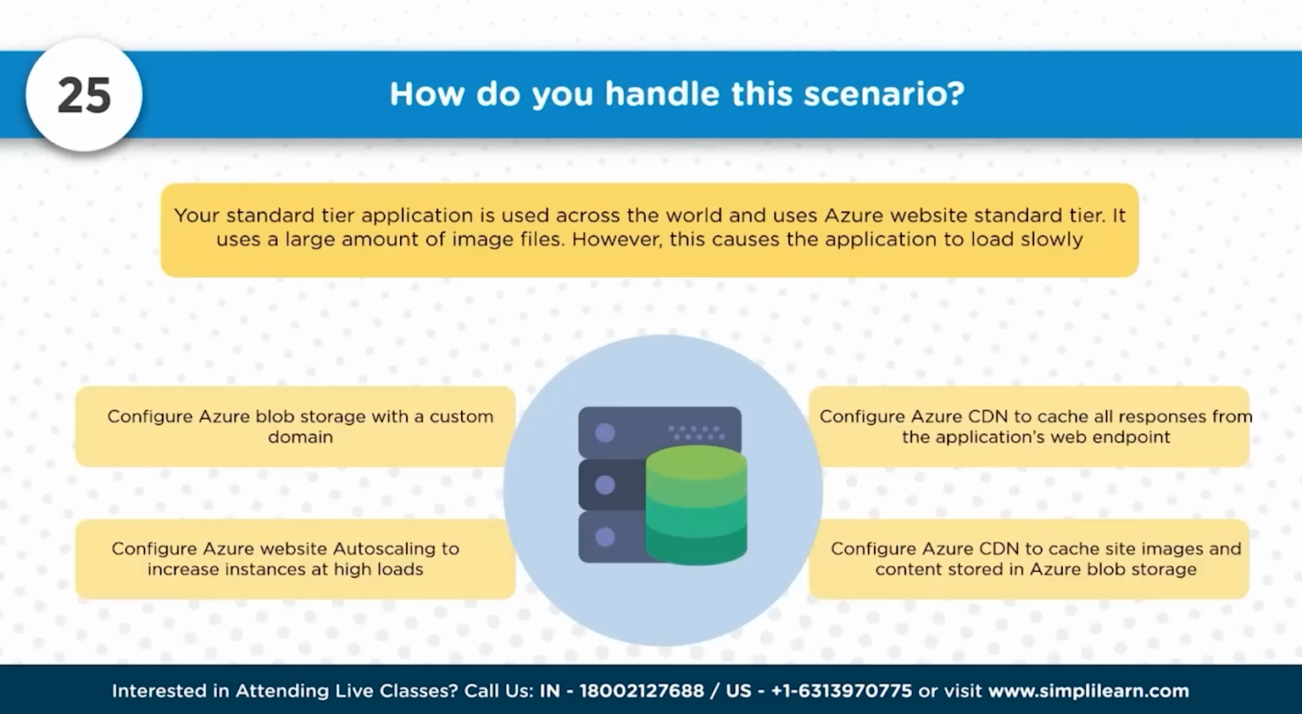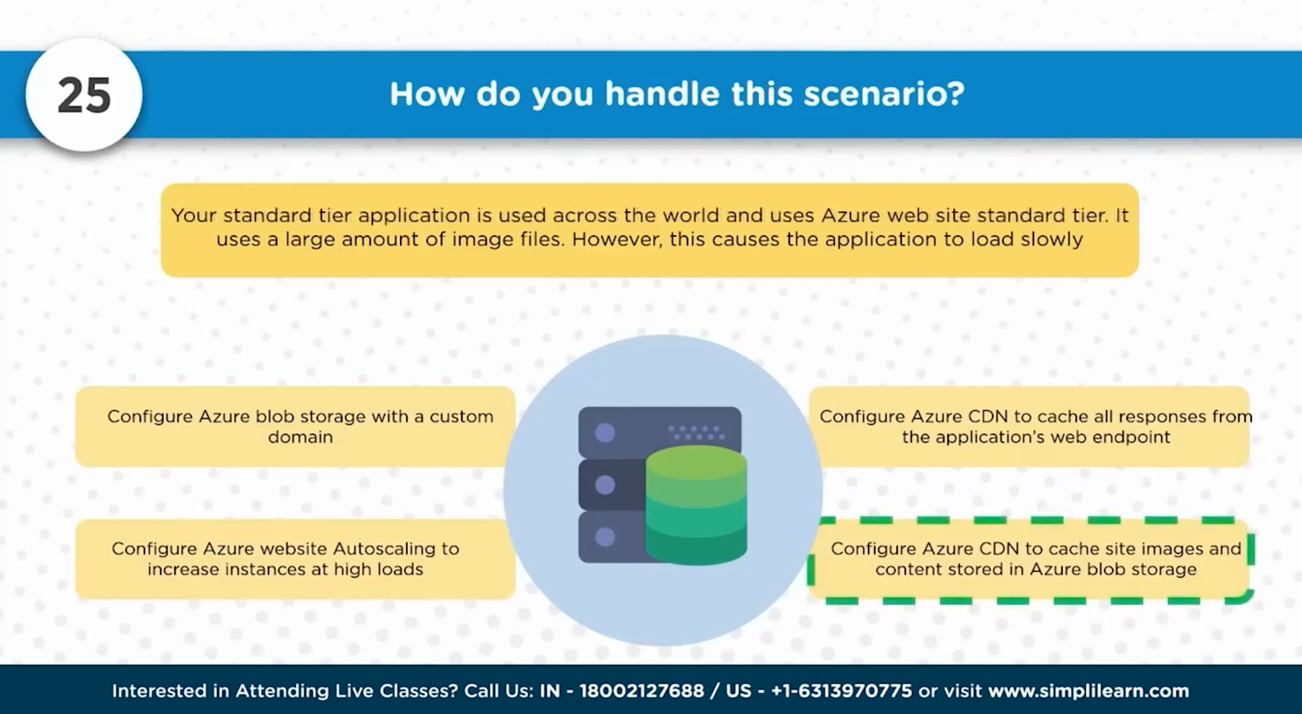Let's look at the last option. Configure Azure CDN to cache site images and content stored in Azure Blob Storage. Absolutely correct. So here we will have to redesign the application to store the pictures, which are high quality and slow loading because of the bigger size. So store them in the CDN, and let the content be stored in Azure Blob Storage. That's the right way of designing the application, and if we do it, this application is going to run faster, or the application is going to respond faster to the users.